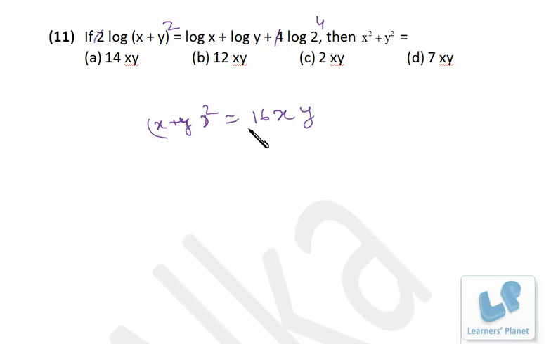To save time and steps, you should be having some sort of foresightedness. Now x plus y whole square, we want x square plus y square. So here it will be x square plus y square plus 2xy, right? So that 2xy will be cancelled. So finally it is 14xy, right?